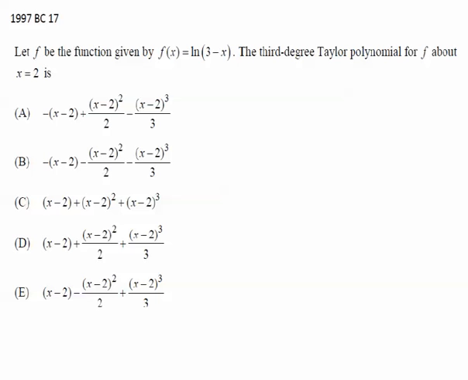All right, 1997 BC 17. Let f be the function given by f of x is ln of 3 minus x. The third degree Taylor polynomial for f about x equals 2 is which of the following series?